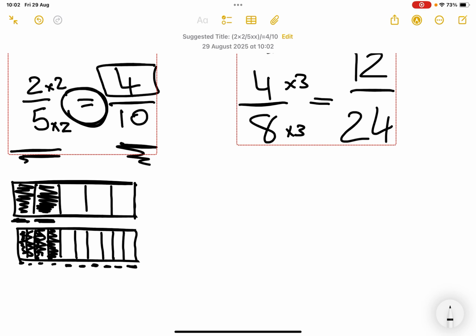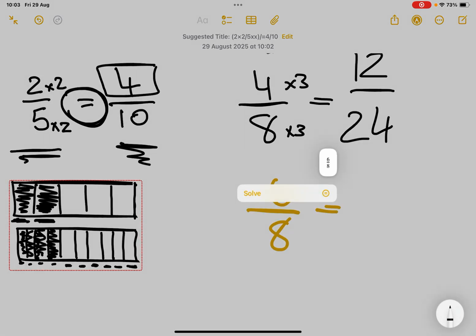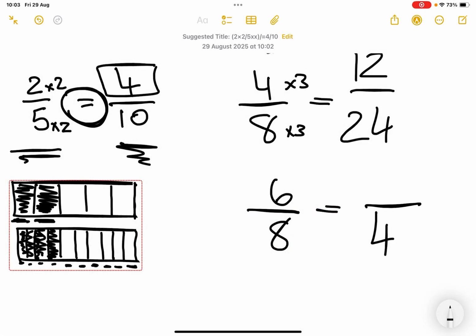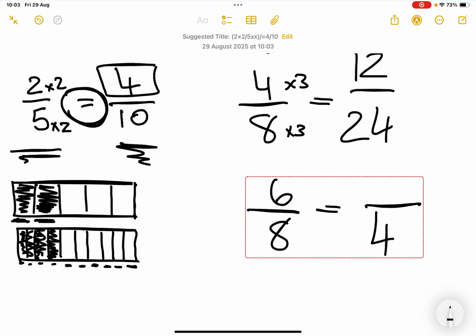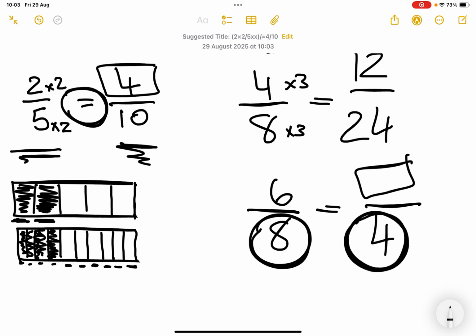Here's another one, but this time we are going to do a little dividing. So if I have 6/8 is equal to what over 4? Well, I look at which fraction I have that is on both sides. In this case, it is my 8 and my 4. And what do I do to the 8 to make it a 4? Well, I need to divide.